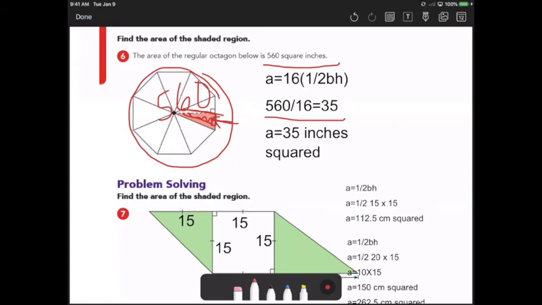35 inches squared. Now some kids do this. They take 560 divided by 8 first because you have 8 triangles. And if you do that, you're going to get 70. And then what you're going to do is divide 70 by 2, because one triangle is going to be 70, but you want half of it. So that's how you get 35 then.